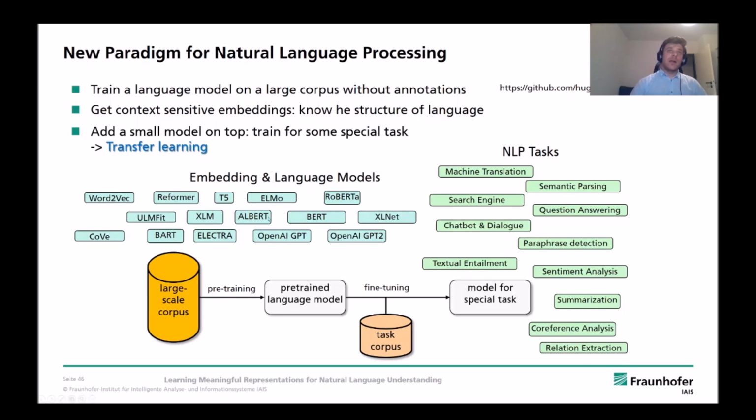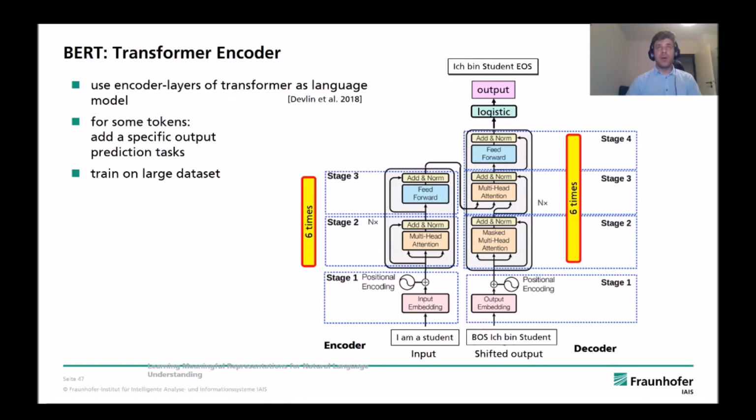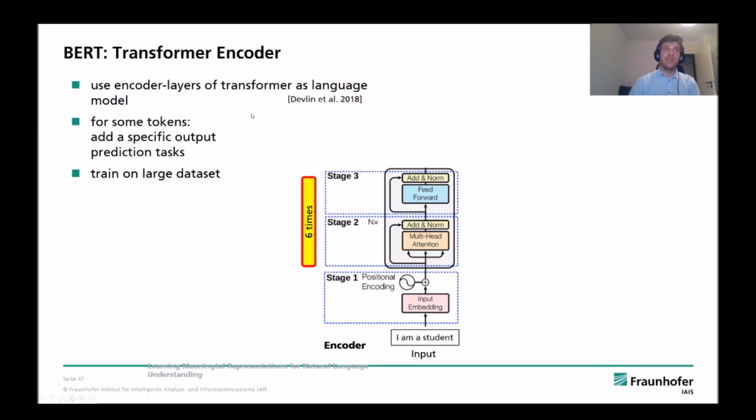Now, BERT has already been mentioned quite a lot, and BERT also follows this paradigm of first training a language model and then specializing it on a certain task. BERT is based on the encoder part of the transformer architecture. So we omit the decoder here, and it modifies the encoder in some ways.